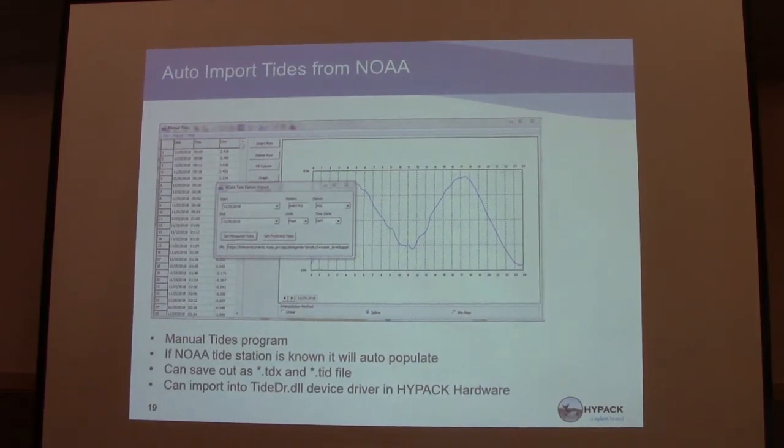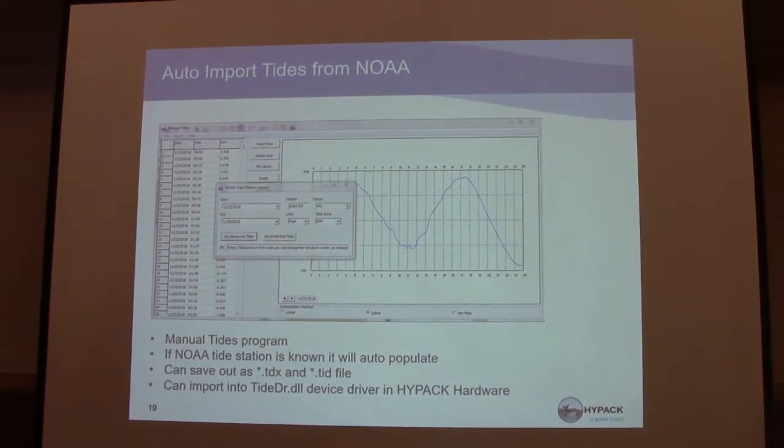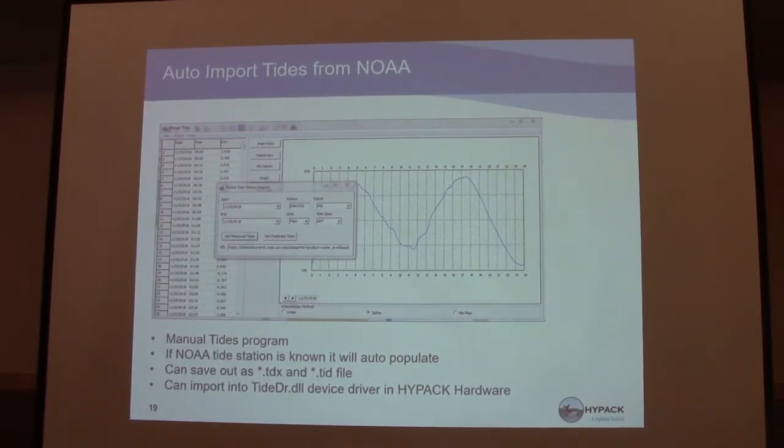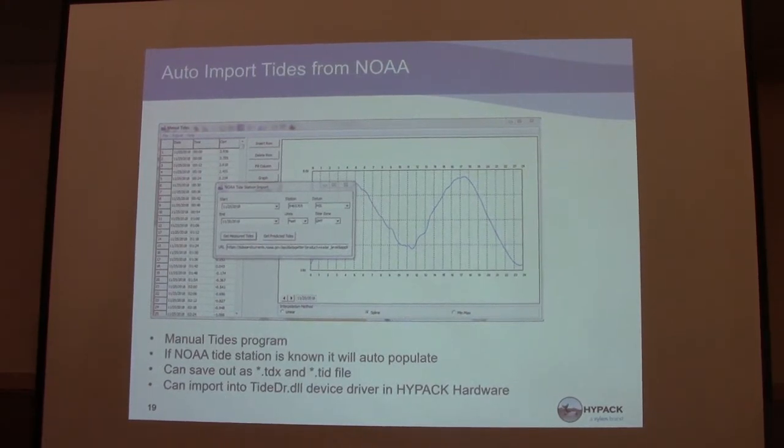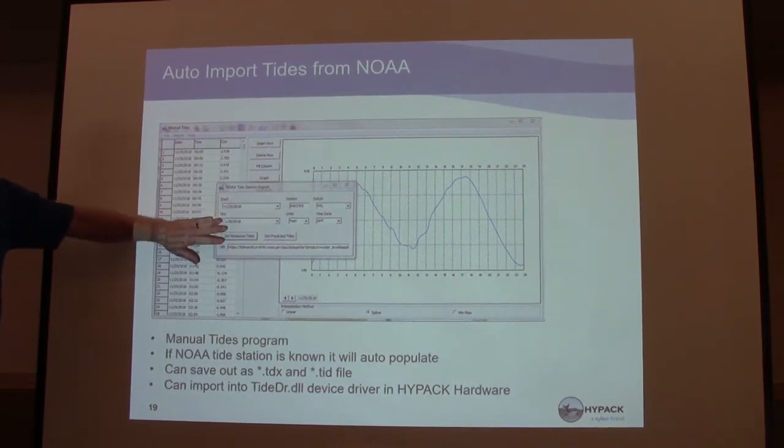This is a neat little feature in the manual tides program. Does anybody make tide files still? Yeah, we all make tide files from time to time. This manual tides program will actually go out to the NOAA Tides and Currents website. And if you know the station ID, every NOAA station has a station ID, the manual tides program, if entered the station ID, will go out to that URL and pull either the actual or predicted tides into the manual tides program.